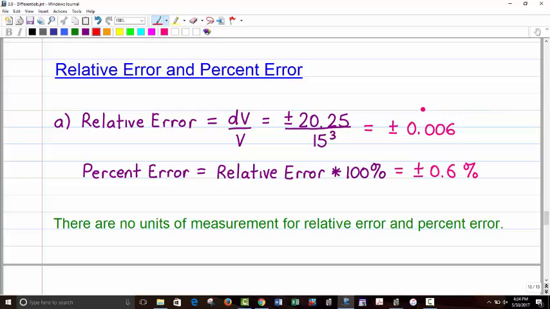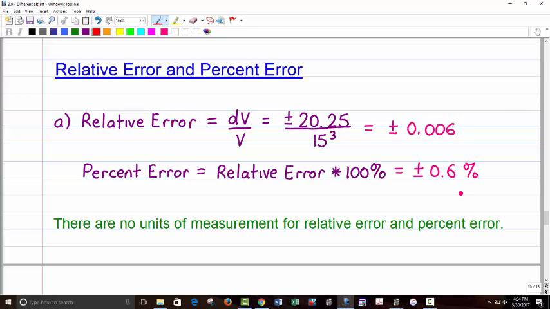But a better way to get a feel for what this number is, is to convert that relative error to what's called a percent error by multiplying it by 100 to make it a percentage. So if you take that same number right here and multiply it by 100, you get 0.6 plus or minus 0.6%. So now the way you can look at it is that 20.25 cubic inches means we're off on our measurement of the volume by less than 1%.